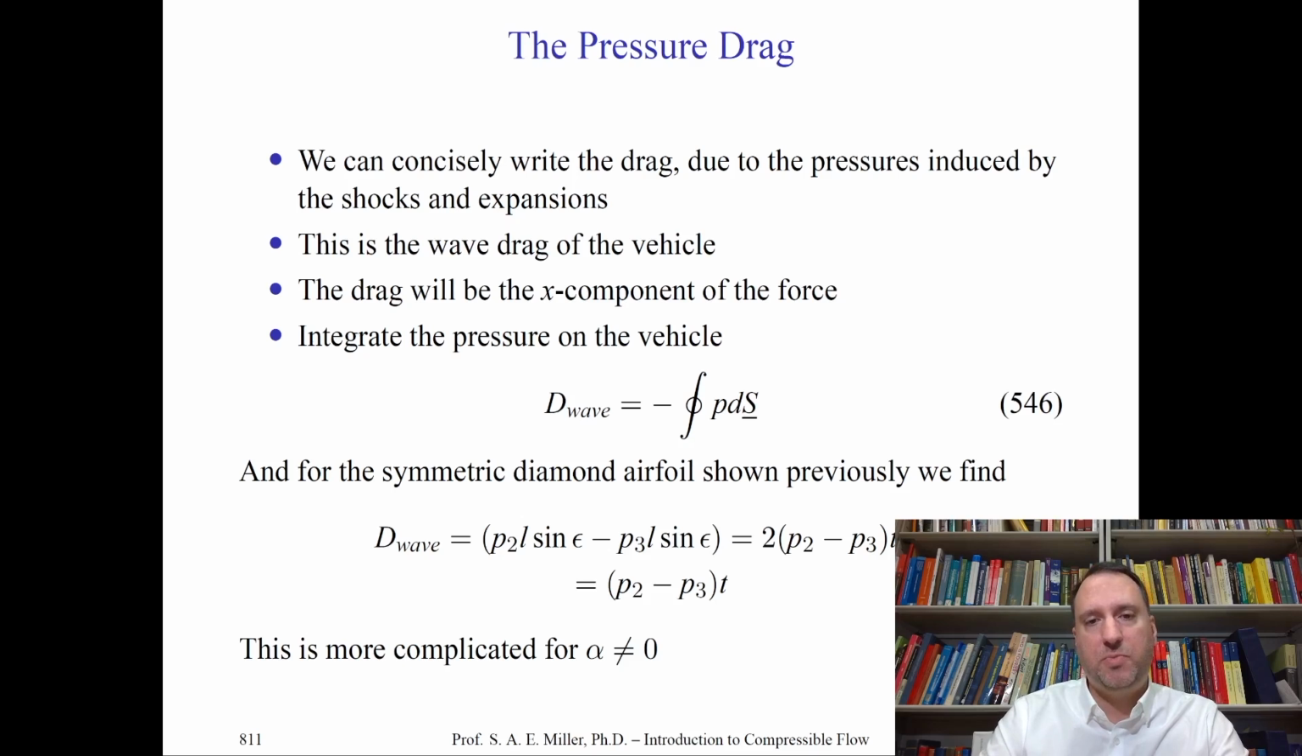This is, of course, much more complicated for non-zero angle of attack, because you'd also have to calculate lift, and you won't have nice cancellations in 547. Naturally, your homework problems show these types of solutions to be found.